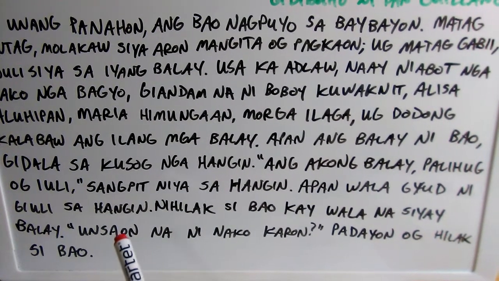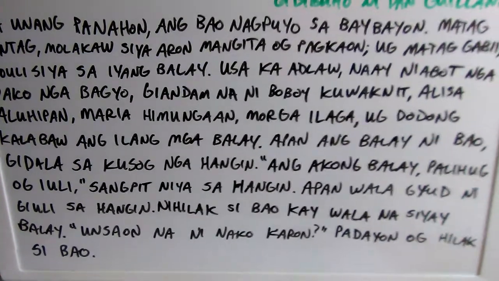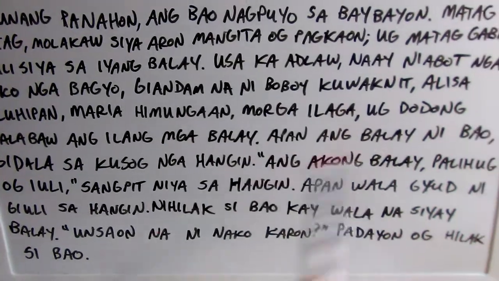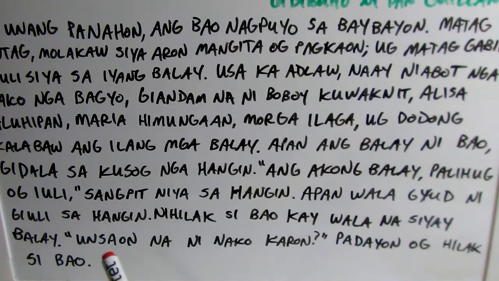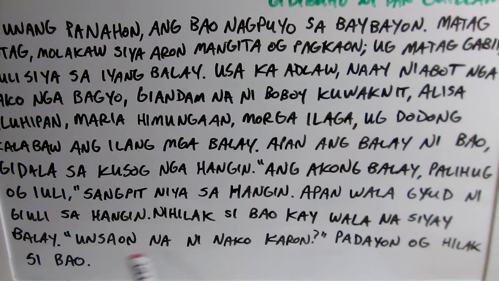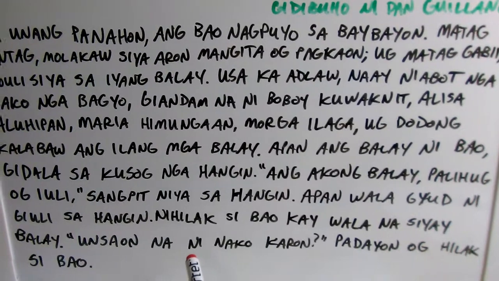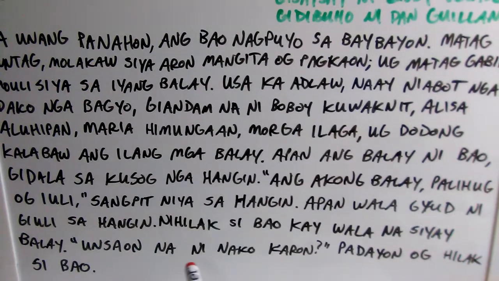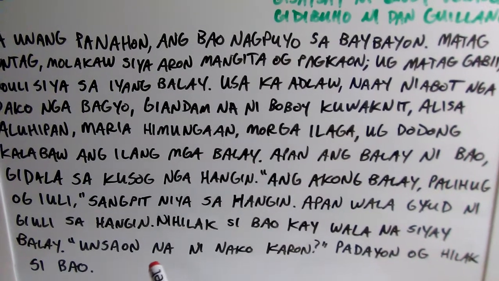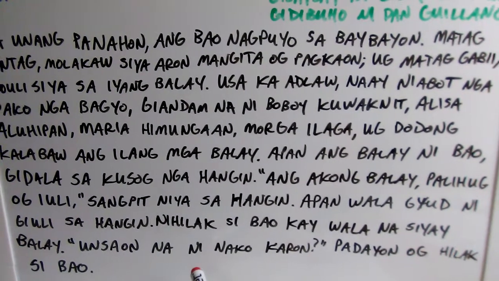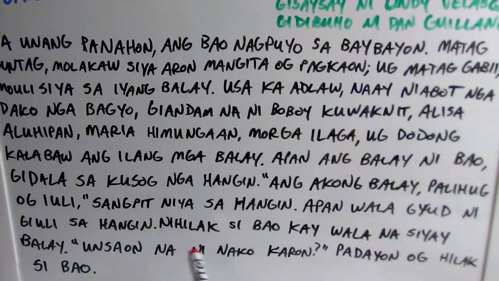And the last sentence: unsaon na ni nako karon. Like, how do I do this? Unsaon is that interrogative word meaning how. So unsaon na, how now this, right? This meaning the situation, kini or kani. Unsaon na kini nako karon. How am I going to handle this situation now? Like, how do I solve the situation in that sense?